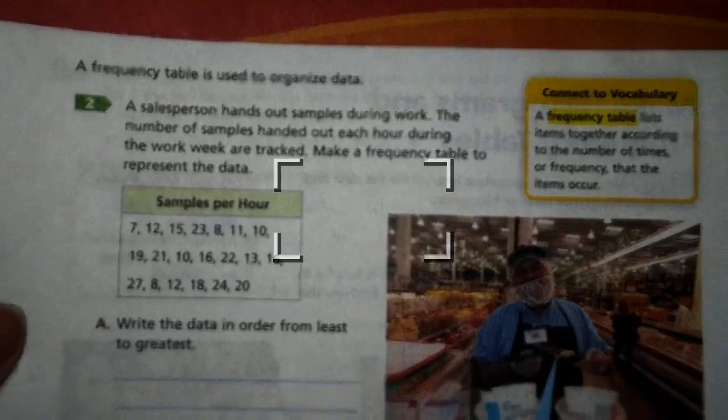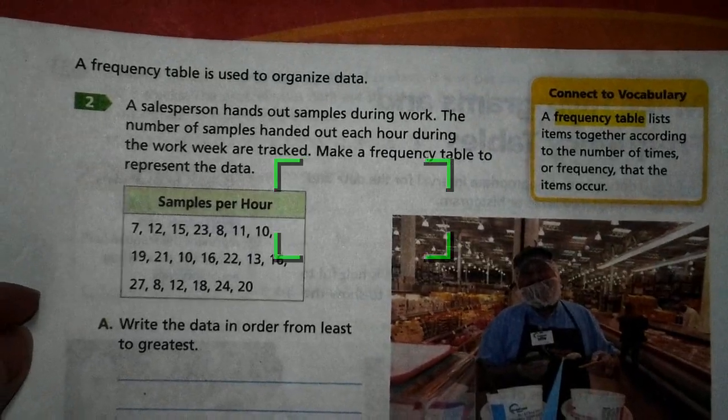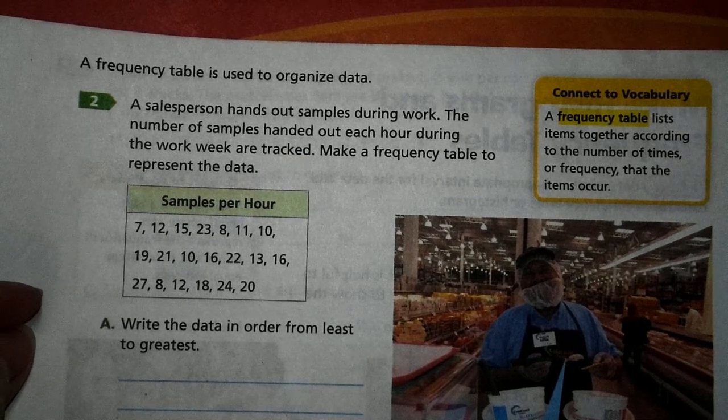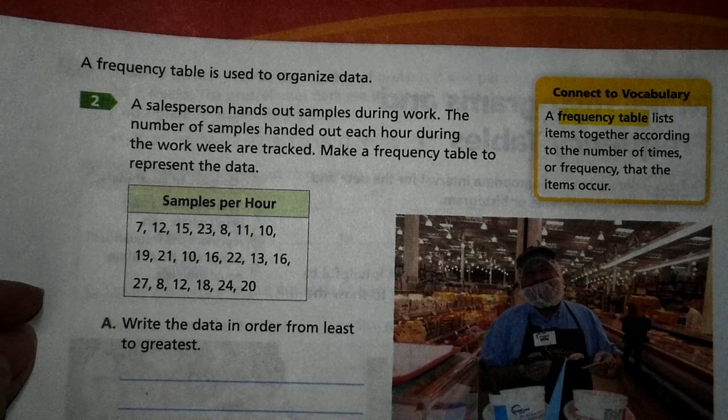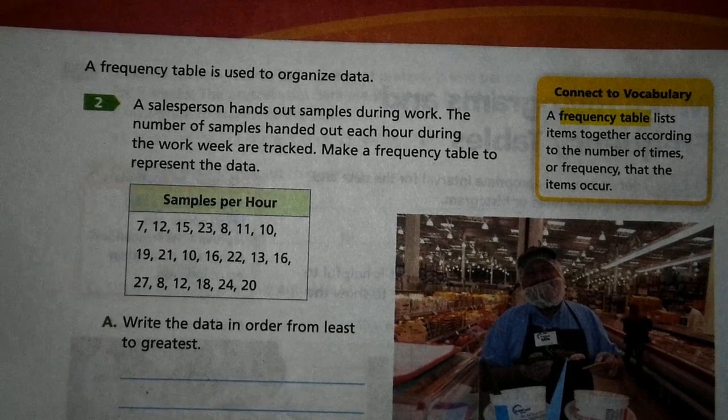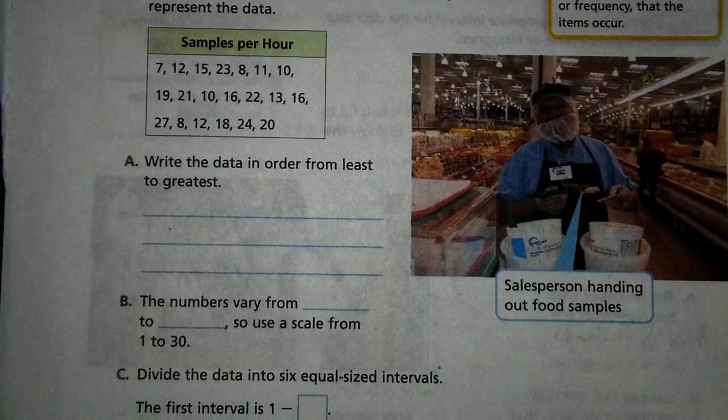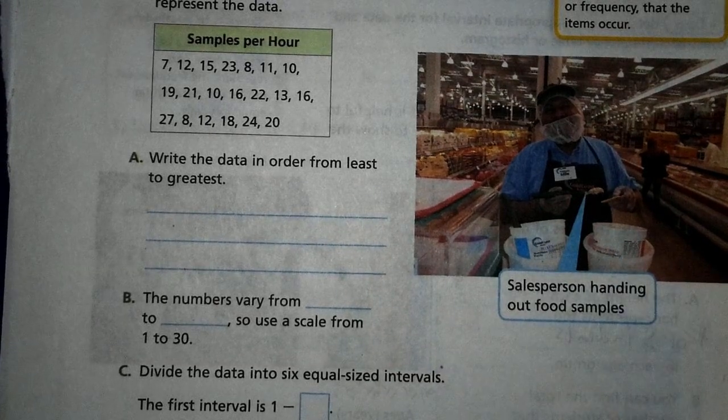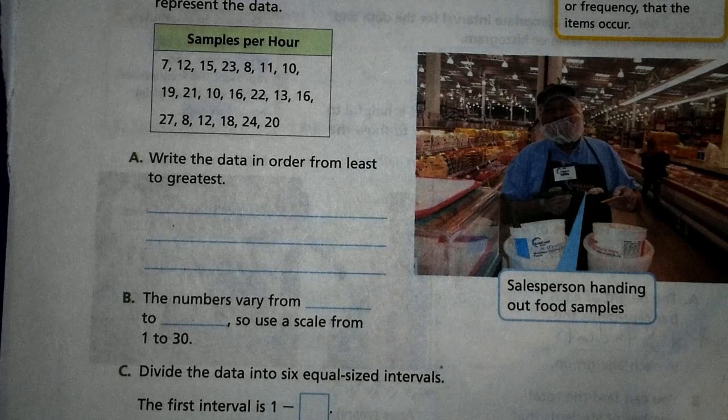A salesperson hands out samples during work. The number of samples handed out each hour during the work week are tracked. Make a frequency table to represent the data. So write the data in order from least to greatest. All right, so what I do is as I write them down, I cancel them out so I know I've got that data.